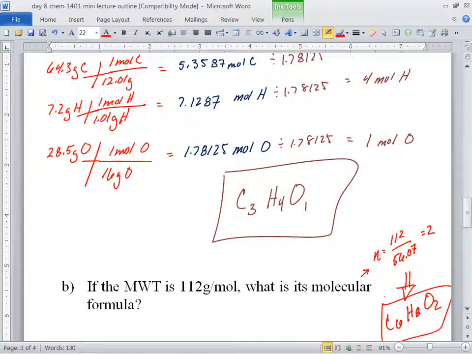With this part, do we divide this first, or do we try to round this into a whole number first? What's the first step after converting to moles? First step after converting to moles is divide through by the smallest number. There you go. You got to divide through by the smallest.